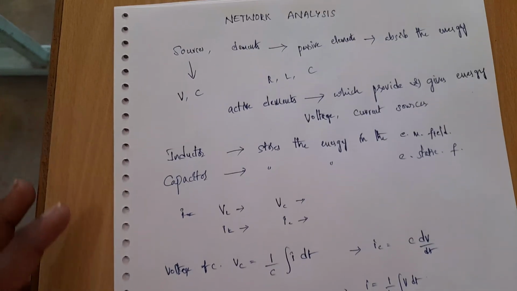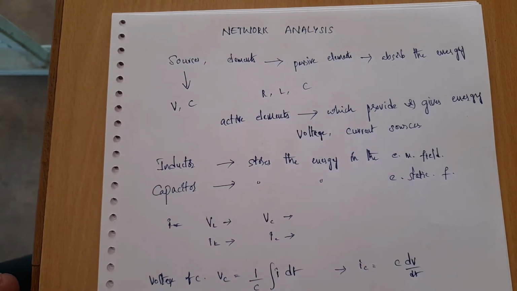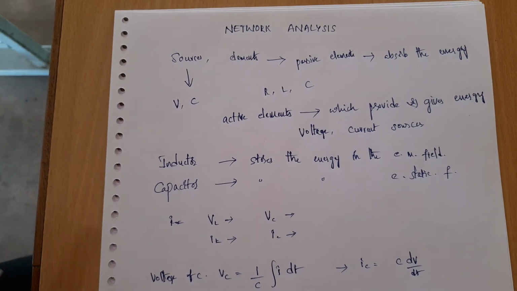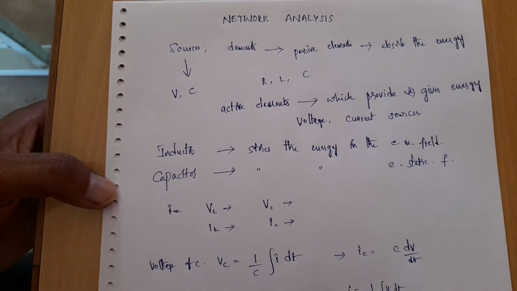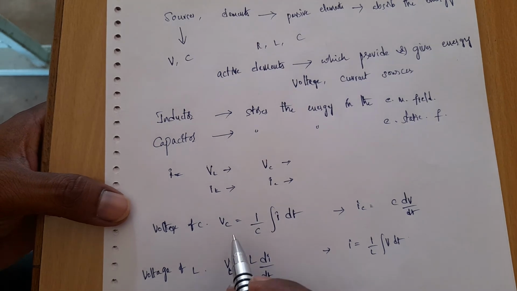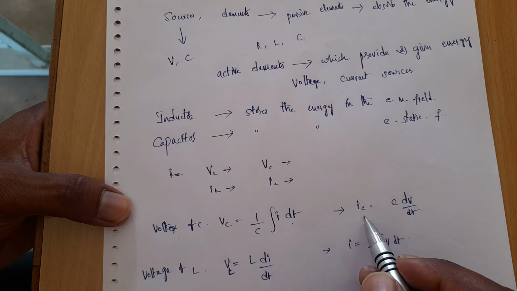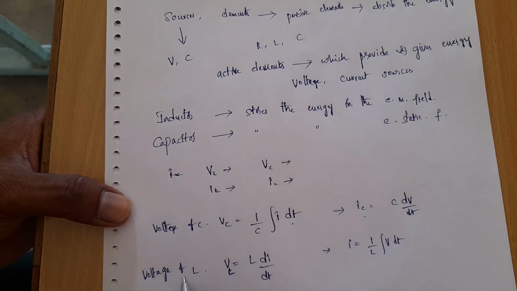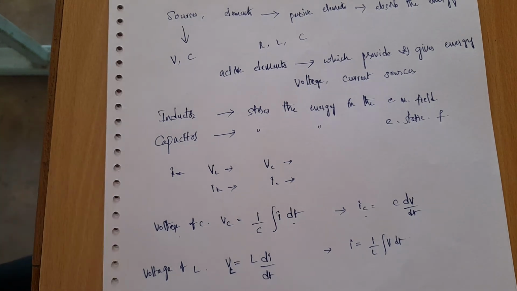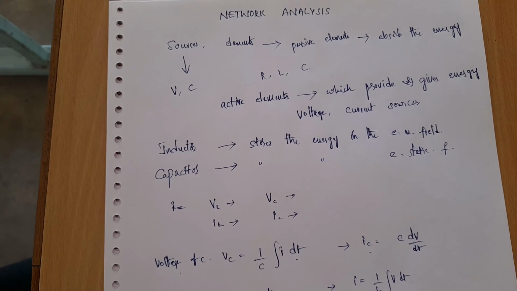Up to now it is very clear for some basics, right? Voltage source as well as current source. It can be represented like this: for the capacitor, VC is equal to 1 by C into integral of I dt, and the current equation IC is equal to C into dV by dt. Voltage of the inductor VL is equal to L into di by dt, as well as for the current equation I is equal to 1 by L into integral of V dt. These are all the different formulas useful for analyzing networks.